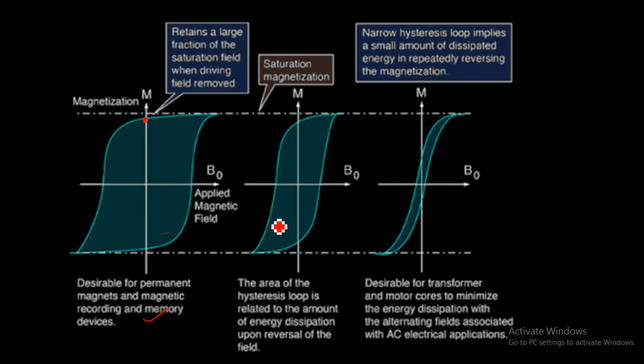Then you have another case where your area is reduced as well as your retentivity is also reduced. Here you can see that your hysteresis loop area is very minimal. Also the flux density that is retained is very small. So these are desirable for machines like transformers and motor cores, so that your energy loss can be minimized. Still it retains some magnetic flux at the beginning, even if your entire magnetization is removed. Such a curve can be used in applications like transformer cores as well as motor cores.